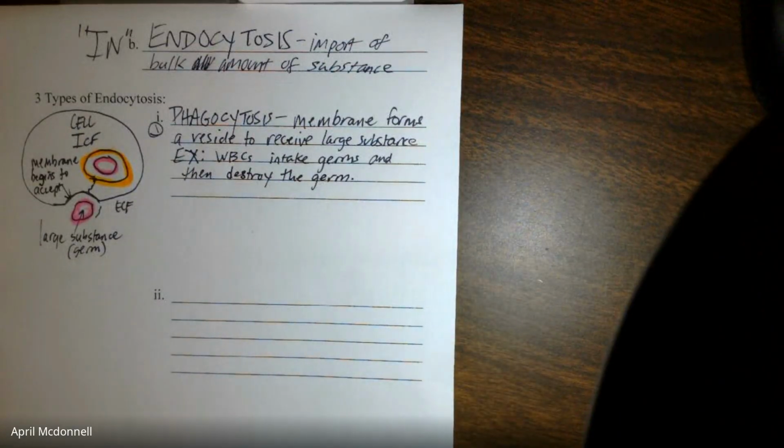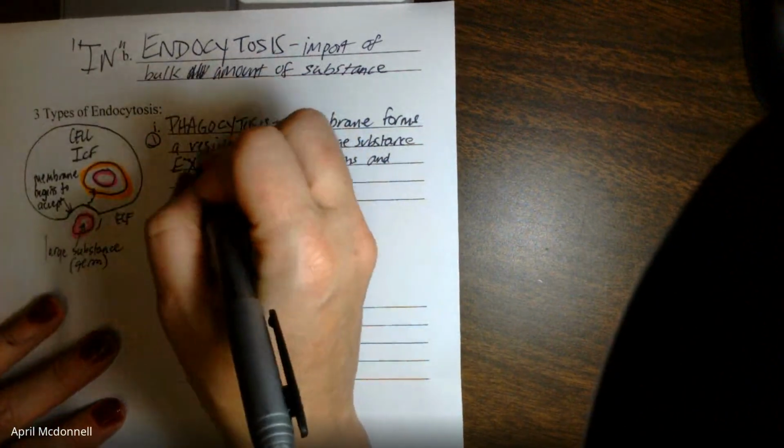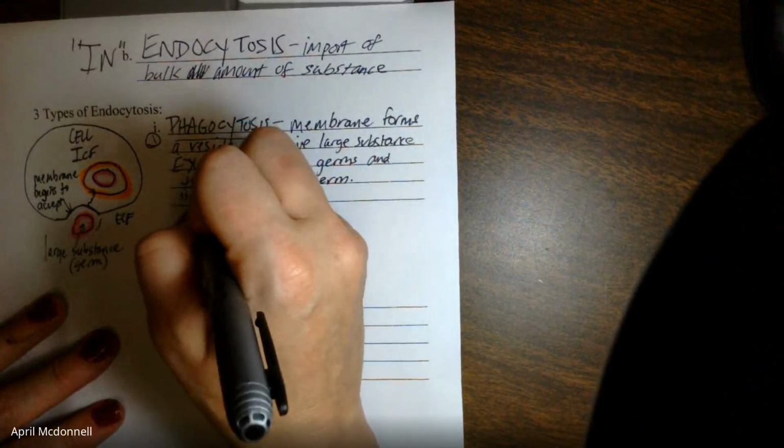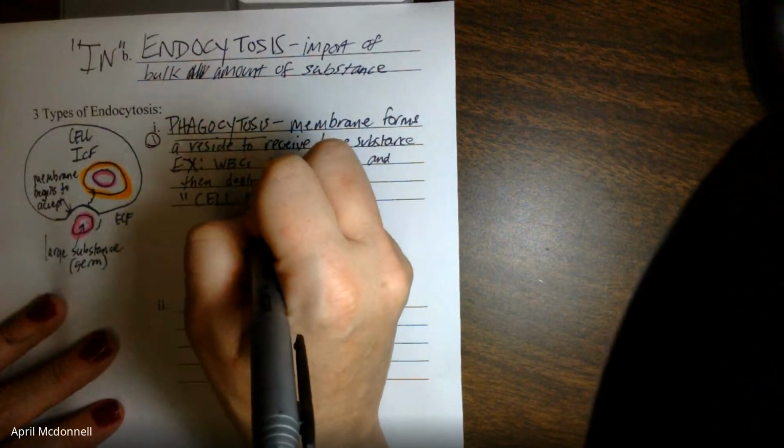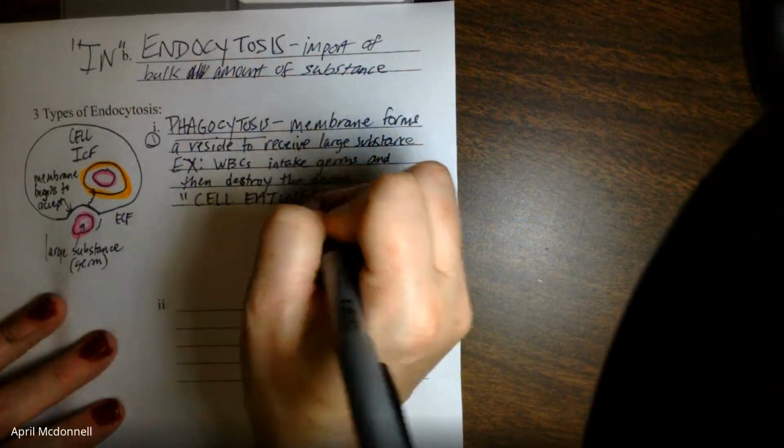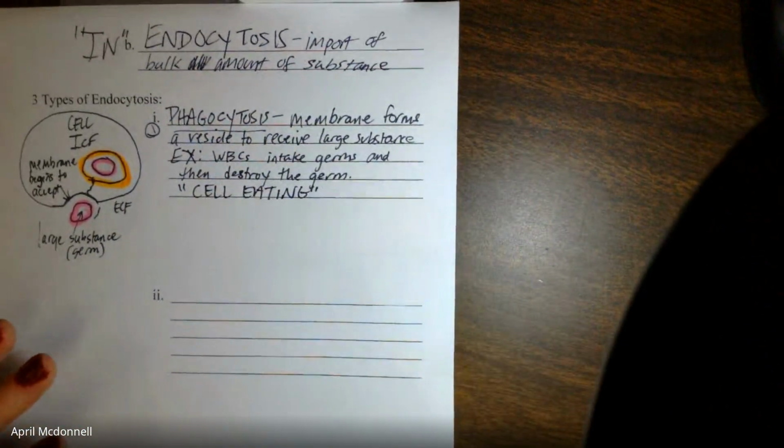So in order for the white blood cell to destroy the germ, it has to first bring the germ inside of the white blood cell so that it can begin releasing specific chemicals that will break it down. This process called phagocytosis is often called cell eating. And if you think about it, that's kind of what the white blood cell is doing.